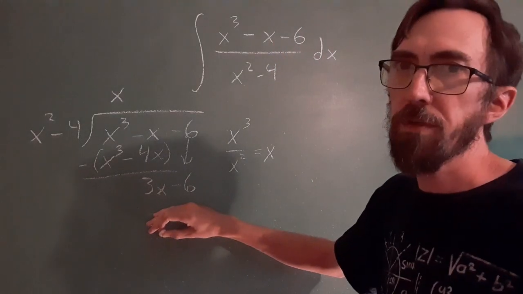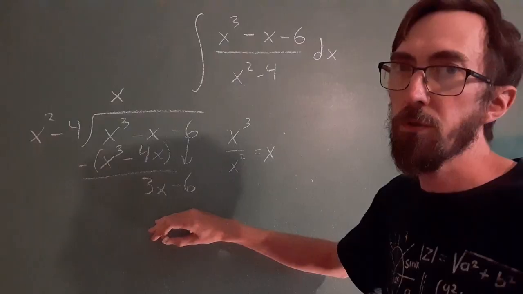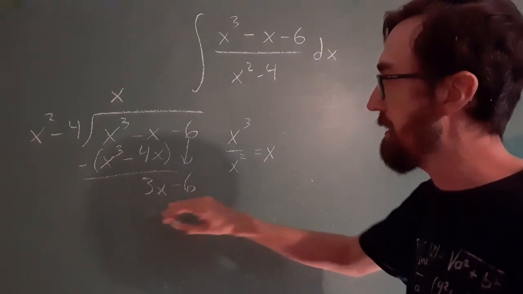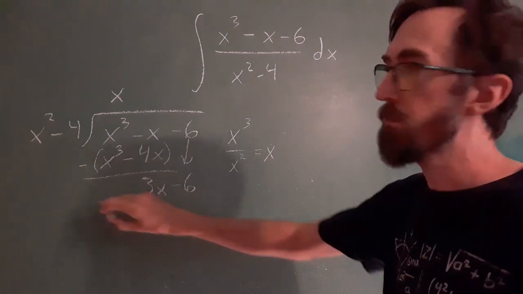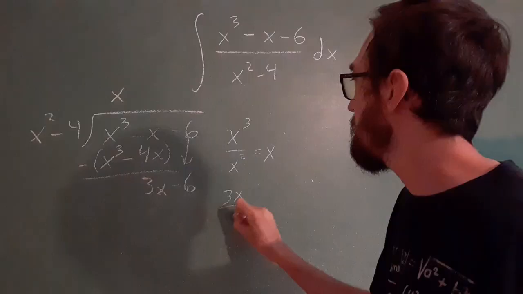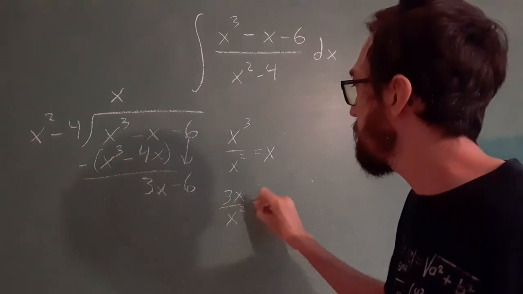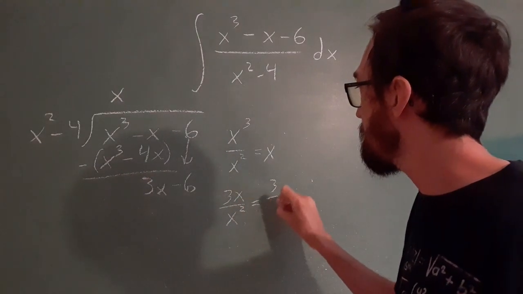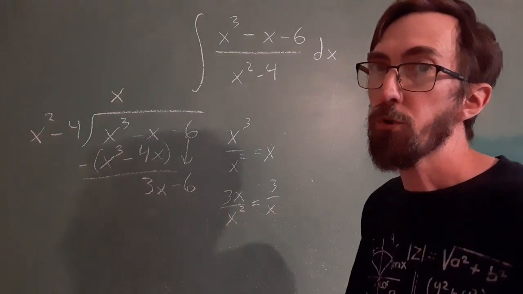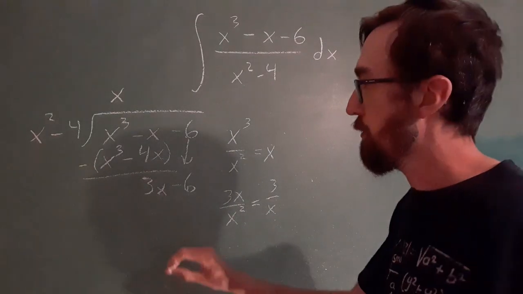Now this is going to be the remainder. The way that we know it's a remainder is if we go ahead with this ratio process again, the ratio of the inner term to the outer term, we see that we have 3x over x squared. And when you reduce that, you end up with an x in the denominator. That's how you know you've reached your remainder.